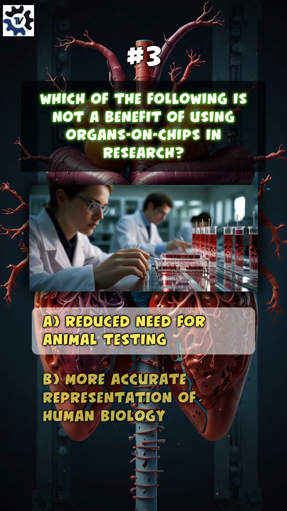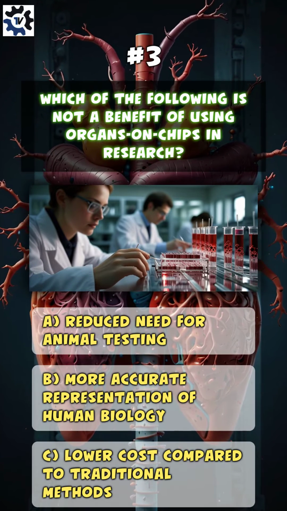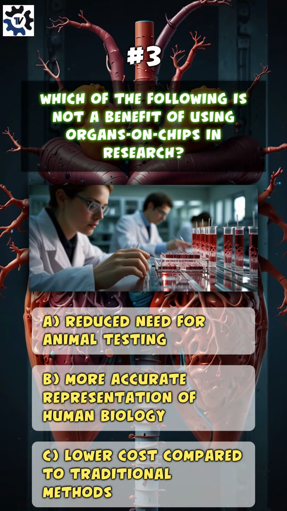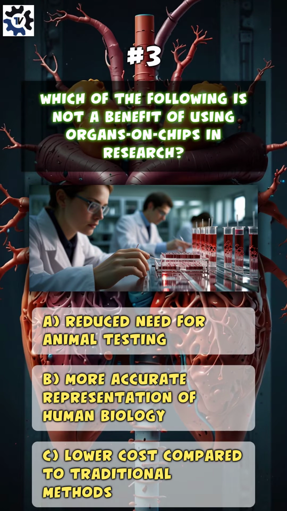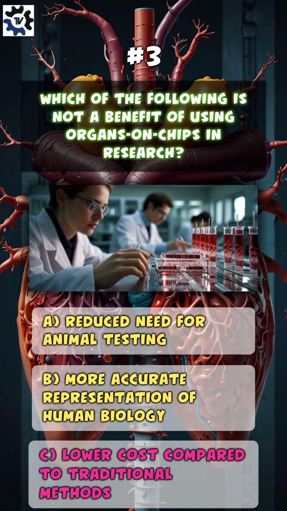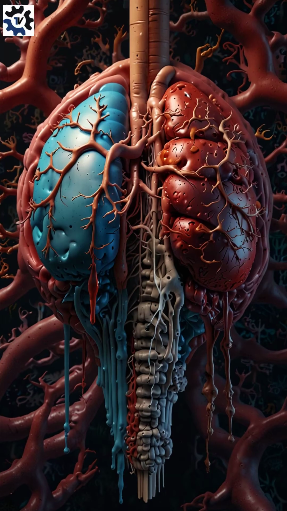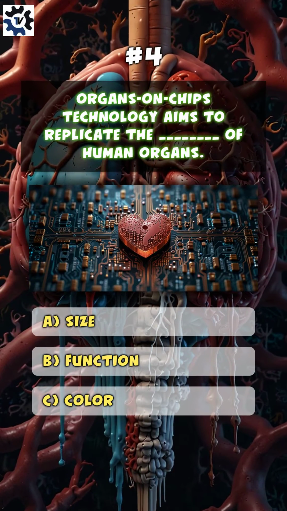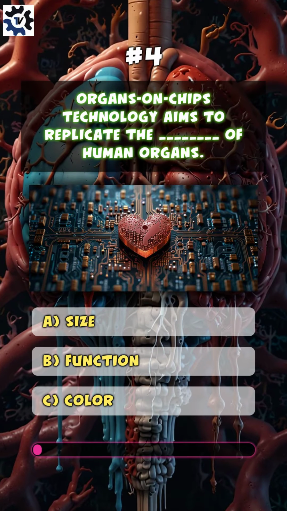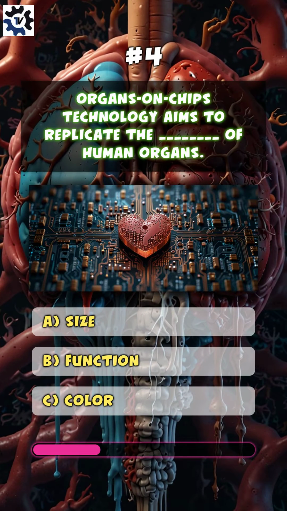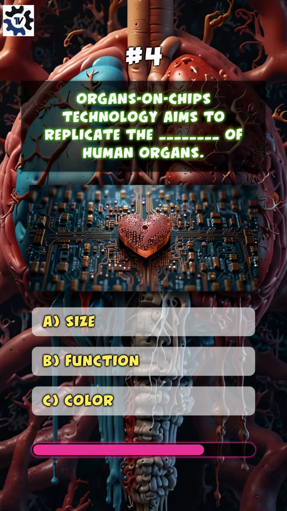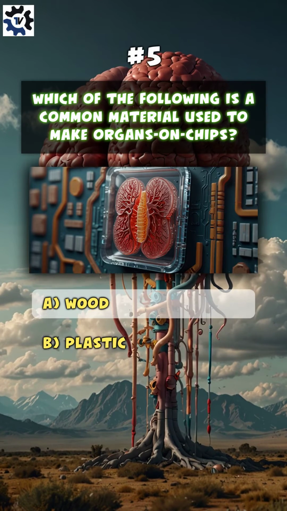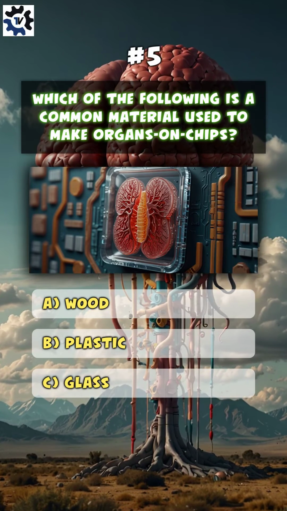Which of the following is not a benefit of using organs on chips in research? C. Lower cost compared to traditional methods. Organs on chips technology aims to replicate the biomedical of human organs. B. Function. Which of the following is a common material used to make organs on chips?